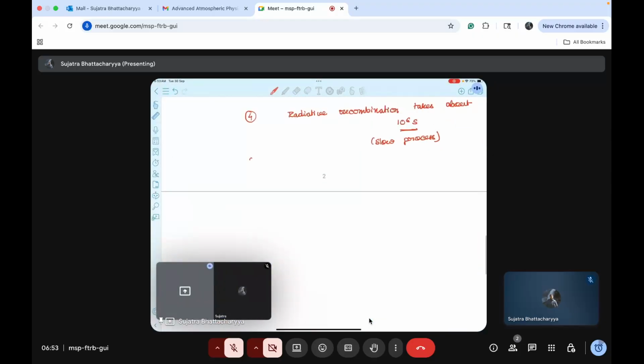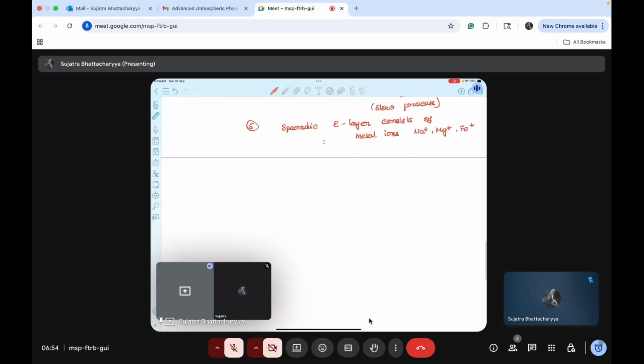So the fifth one is also done. The fifth one, I just write it here. Sporadic E layer consists of metal ions such as your sodium ion, magnesium ion, and iron.